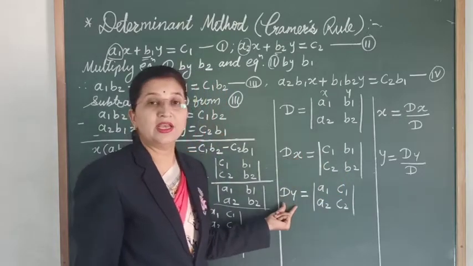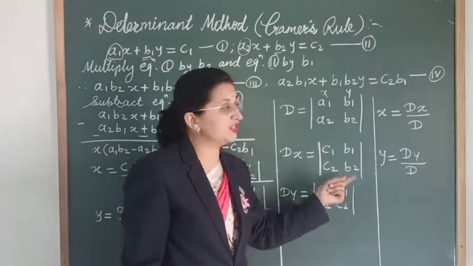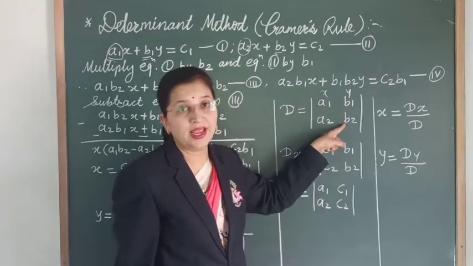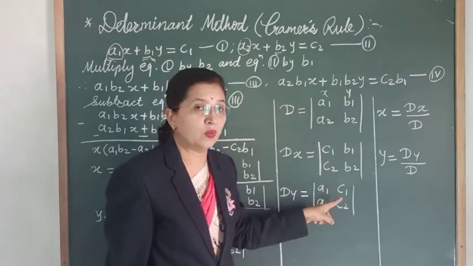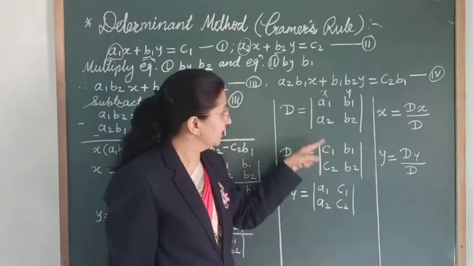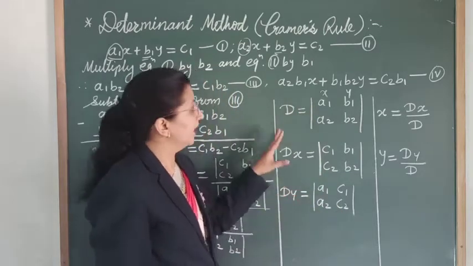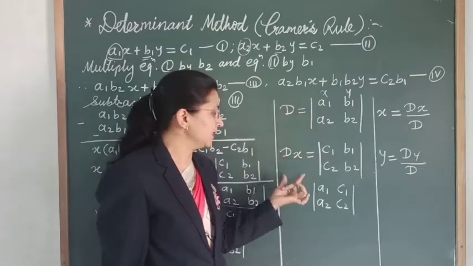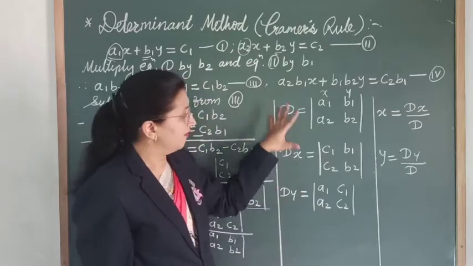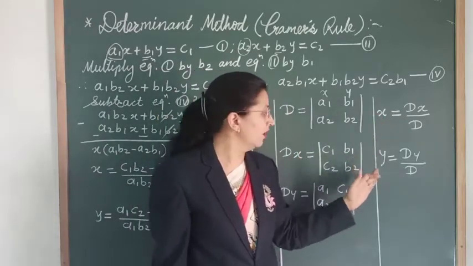Okay, and to get the value of dy, here we replace the coefficient of y. What is the coefficient of y? b1, b2. Okay, b1, b2 will be replaced by c1, c2. This a1, a2 will be as it is. So in this way, first we find out the values of d, dx and dy. And after finding the values of these determinants, we can find out the values of x and y.